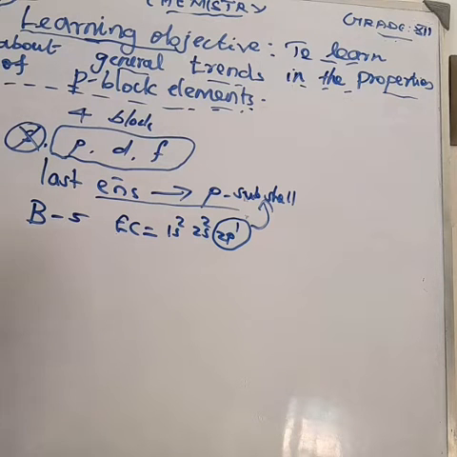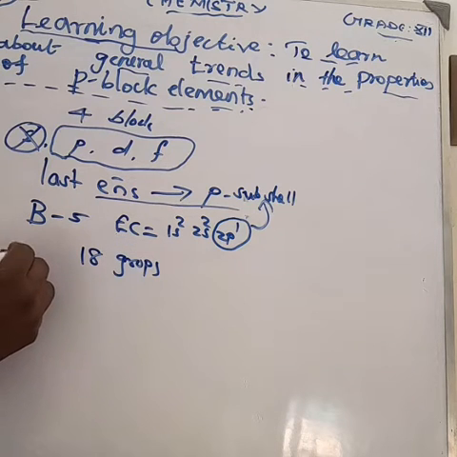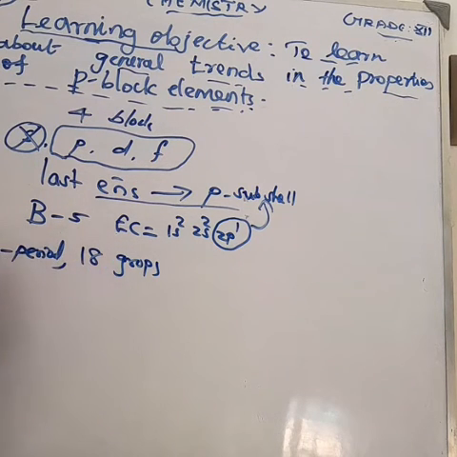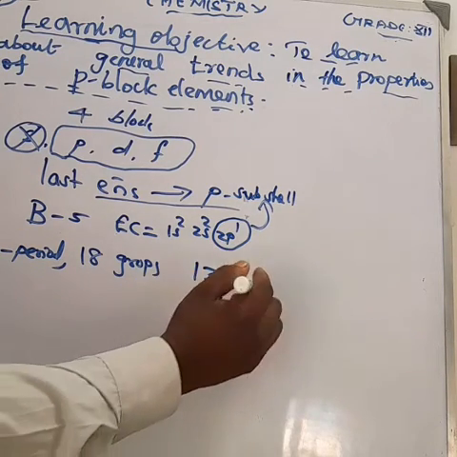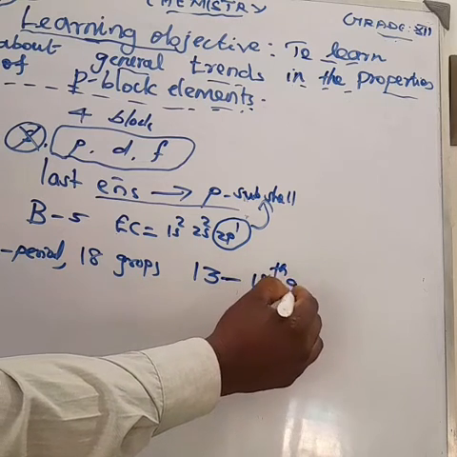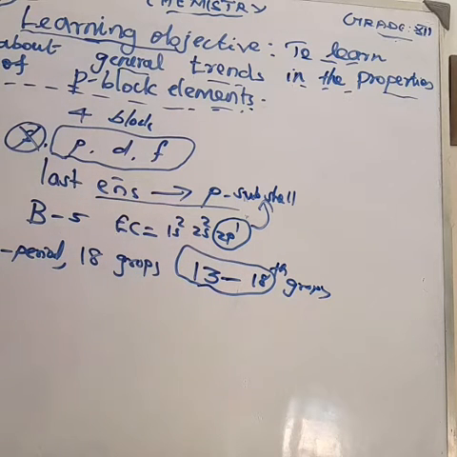We have 18 groups and 7 periods in the modern periodic table. Am I right? We have 7 periods and 18 groups in the modern periodic table. Here, in the 13th to 18th groups, the P block elements are occupying. Am I right? From the 13th to 18th group, which are the first elements?